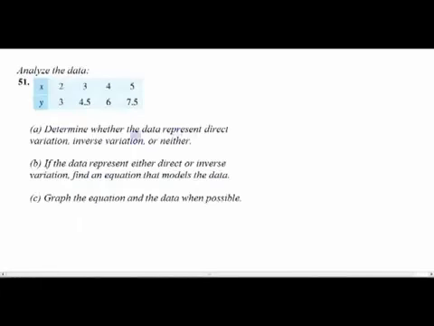Let's analyze this data. First, we want to determine whether the data represents direct variation, inverse variation, or neither. When we look at this data, x is increasing, and as x is increasing, y is also increasing. Right now we can just suspect that it's probably a direct variation model. So let's assume that for the moment, and we'll come up with our model, y equals k times x. Now let's try and find the constant of proportionality k so we can get our model. Pick any of the xy's out of there, maybe this xy pair.